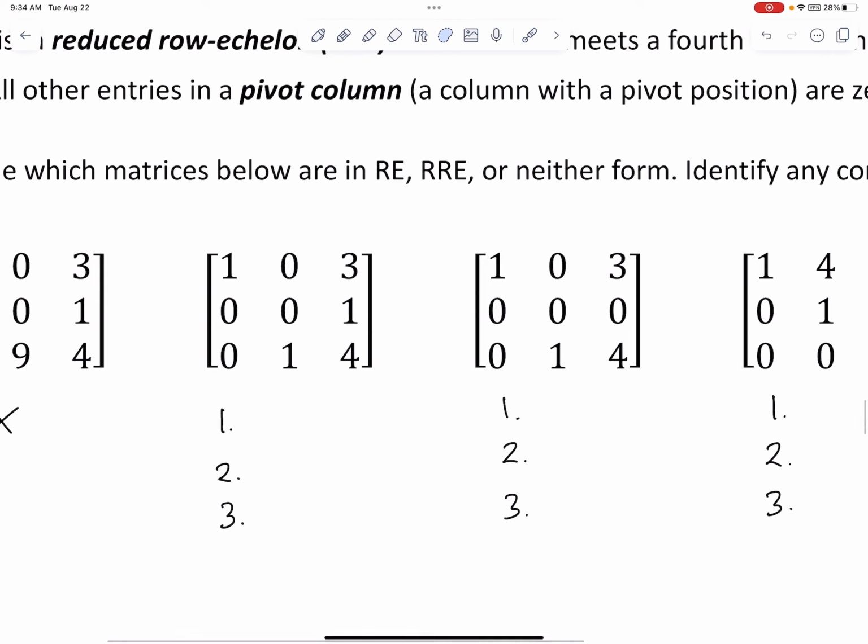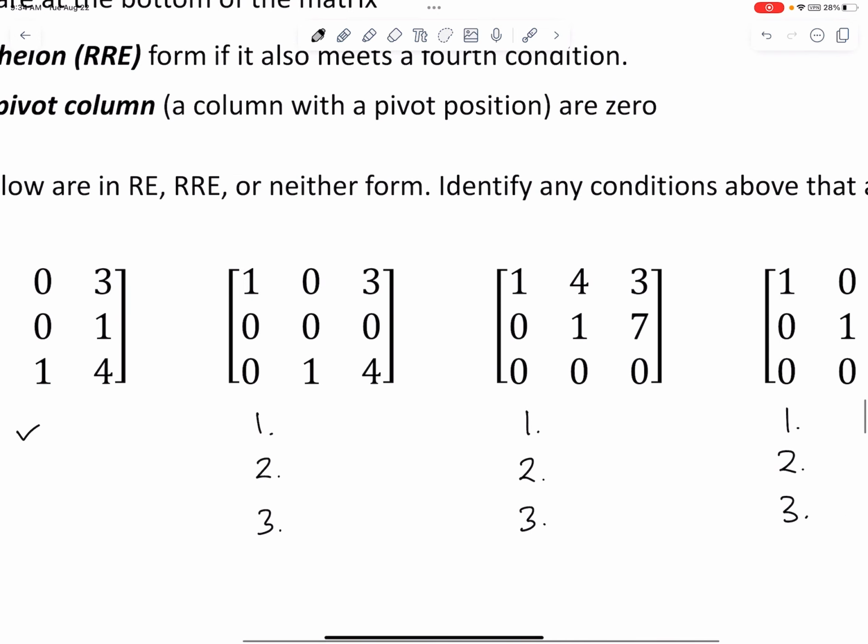Looking at our second example, I'll circle the leading entries. It's a 1. Leading entry here is a 1. Leading entry here is a 1. So that means the first condition is satisfied. Check. Let's look at the next example. We have a leading entry of a 1.